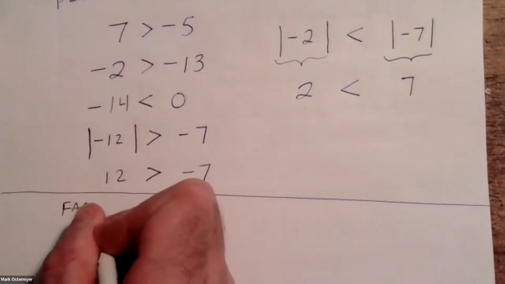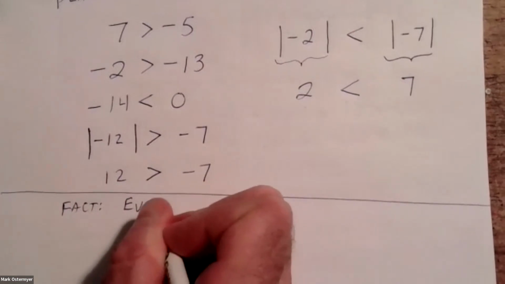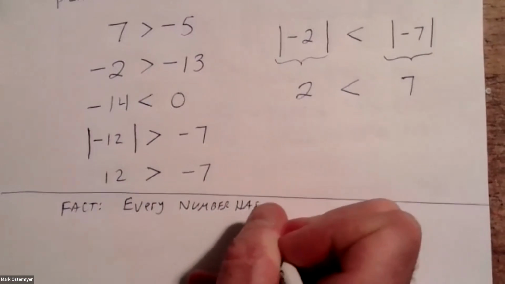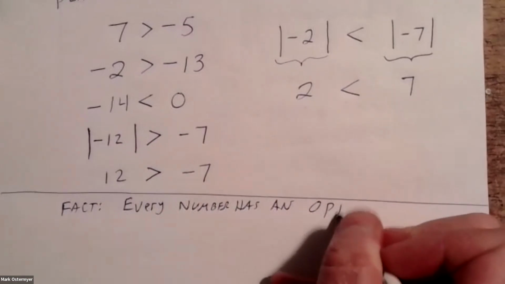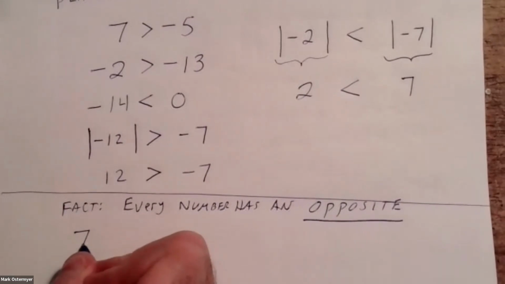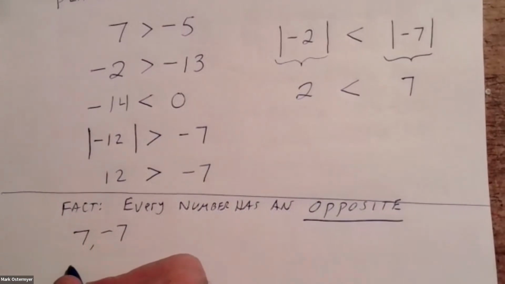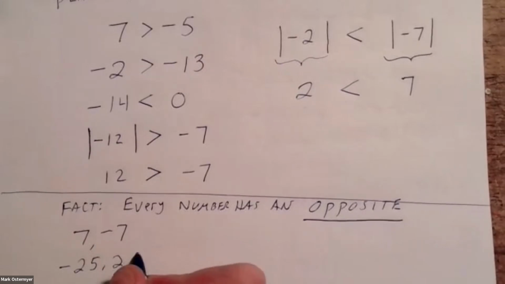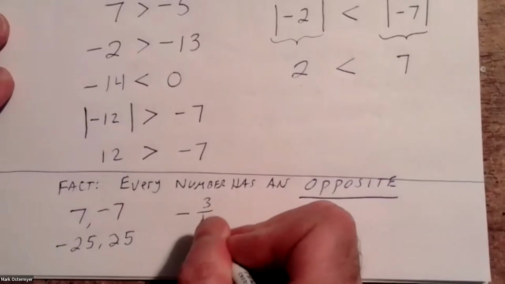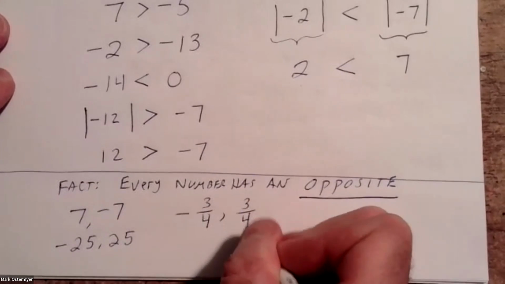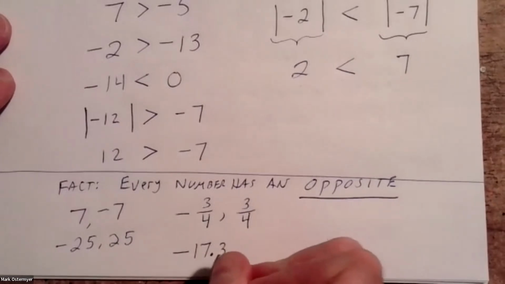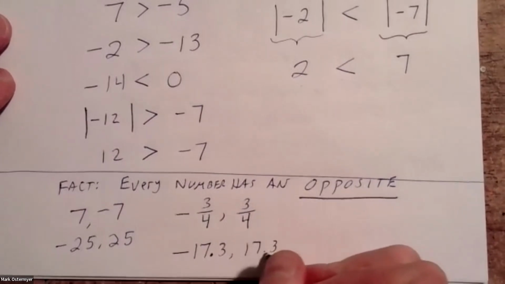This is a well-known fact in mathematics. Every number has an opposite. Every number has an opposite. Here are examples of opposites. 7 and -7 are opposites. -25 and +25 are opposites. -3/4 is the opposite of +3/4. Those are opposites. -17.3 is the opposite of +17.3.